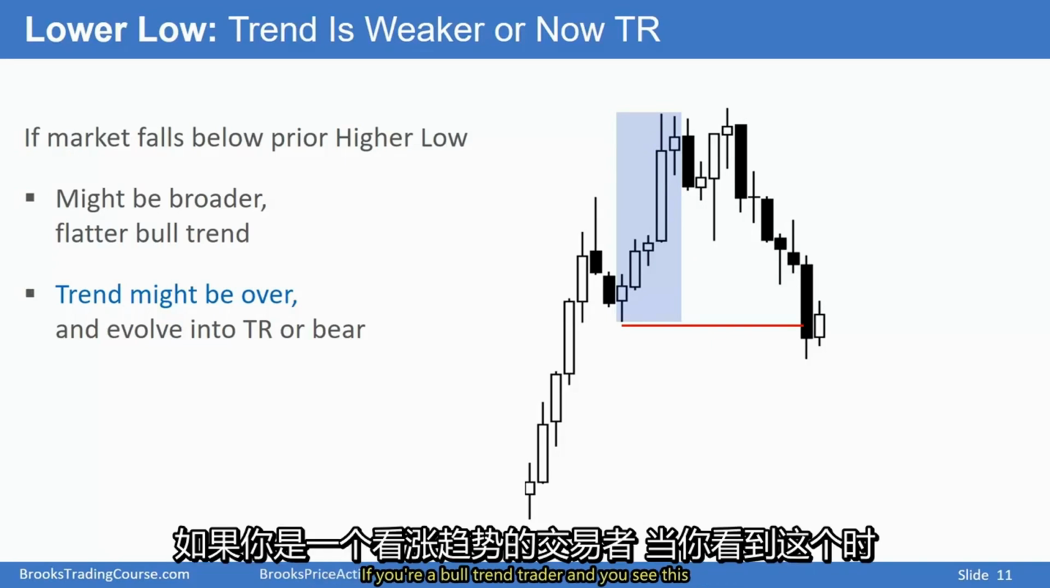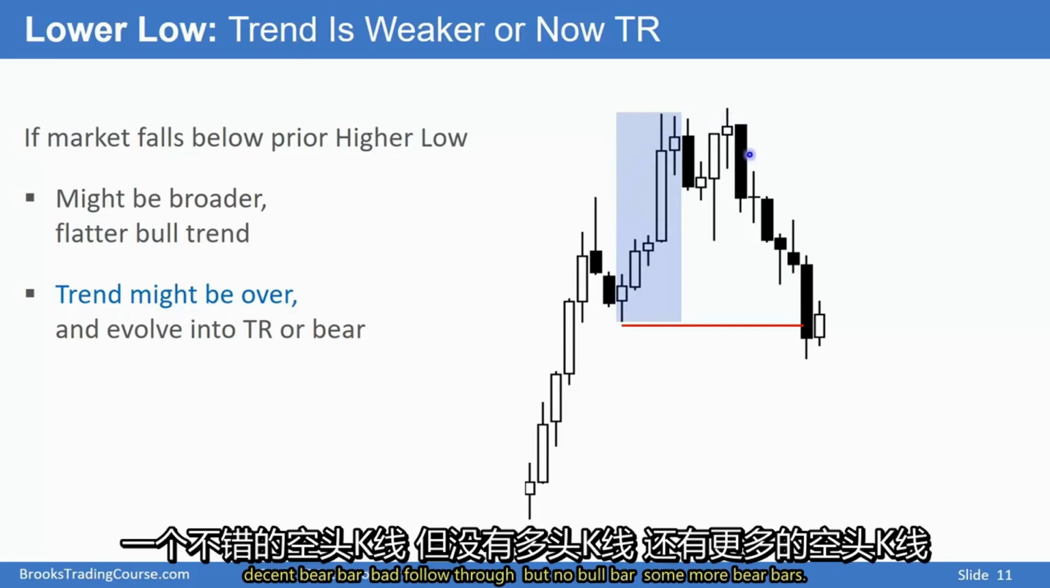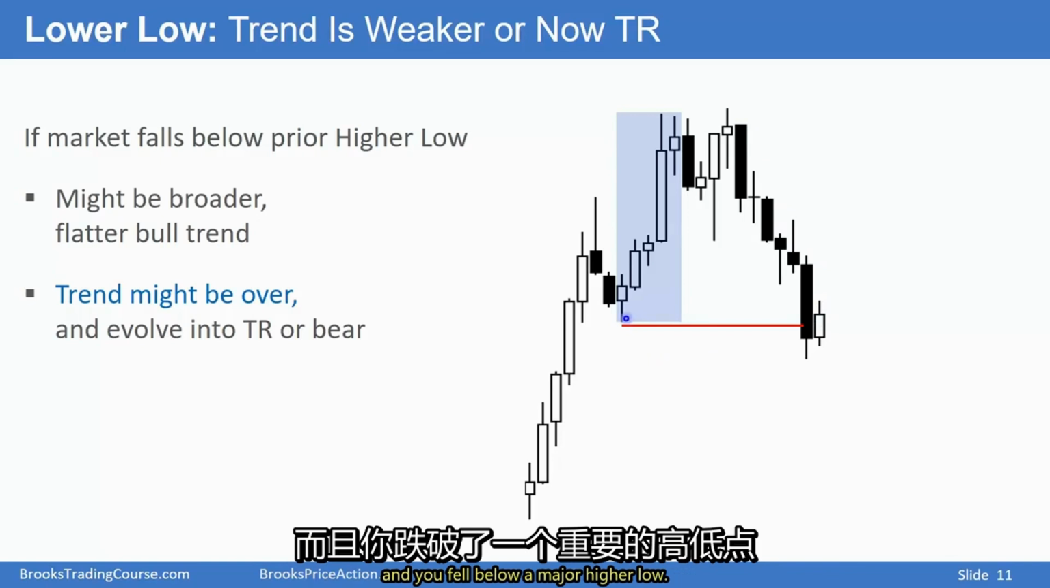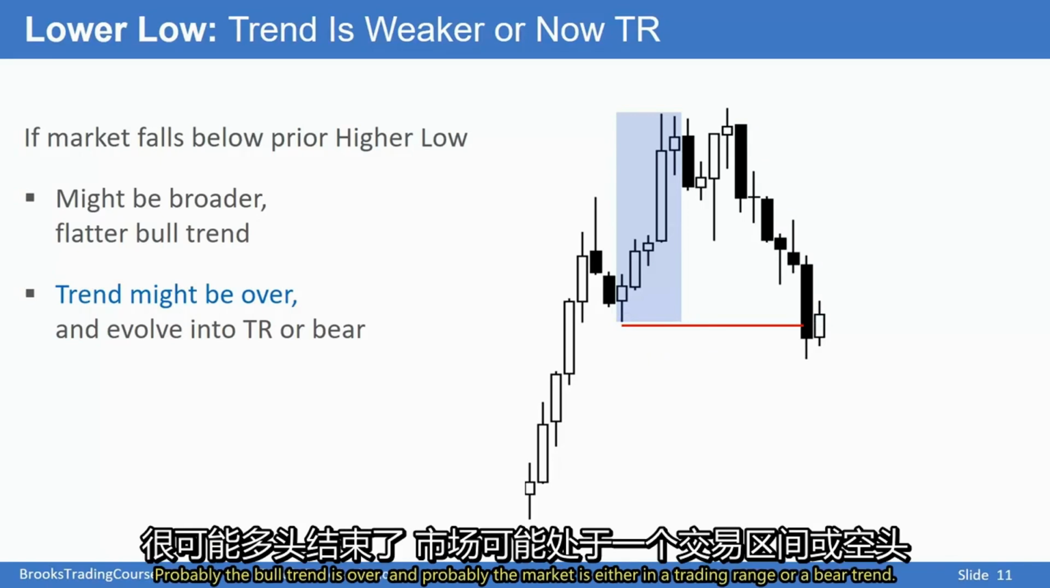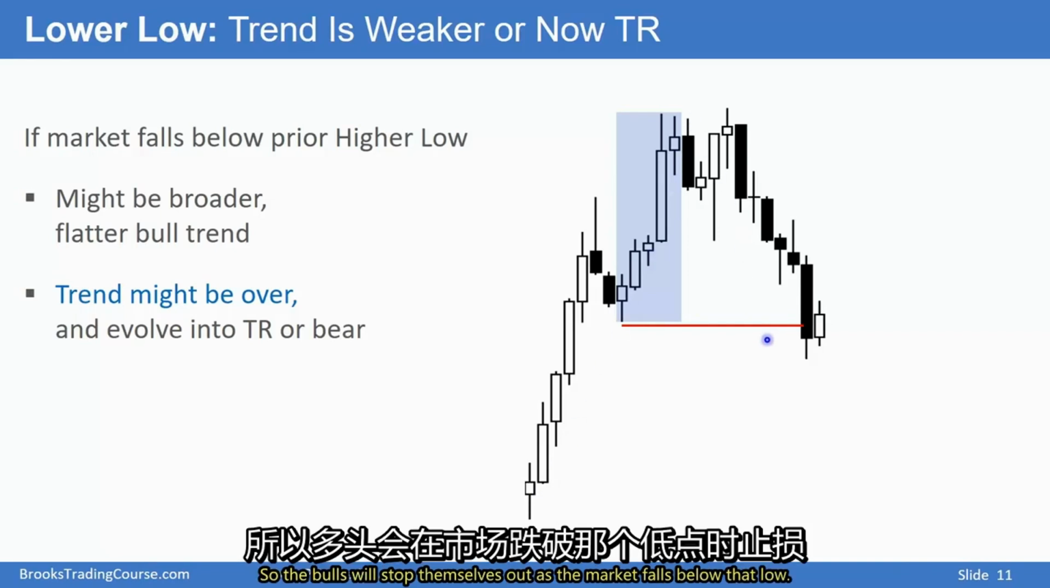If you're a bull trend trader and you see this, we have a double top, you can call it a wedge, 1, 2, 3, decent bear bar, bad follow through, but no bull bar, some more bear bars. So now you have 6 bars down, 5 bear bars, and you fell below a major higher low. Probably the bull trend is over, and probably the market is either in a trading range or a bear trend. It's about a 50% pullback from this rally. So the bulls will stop themselves out as the market falls below that low.